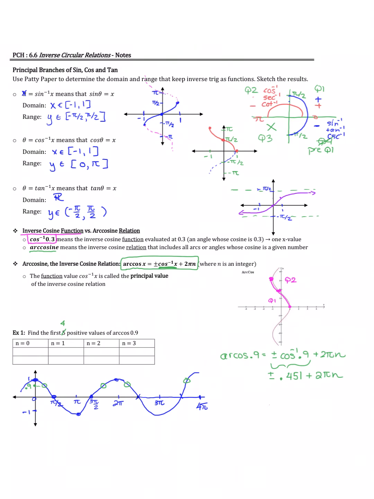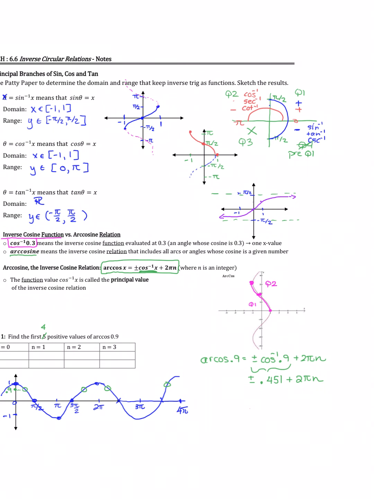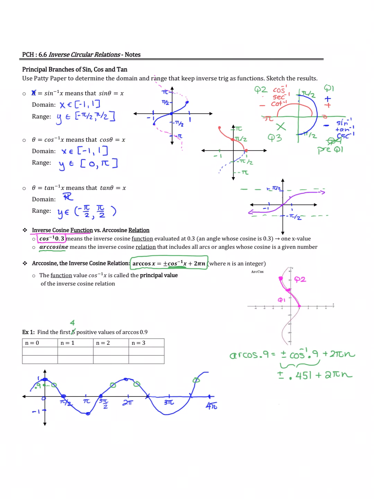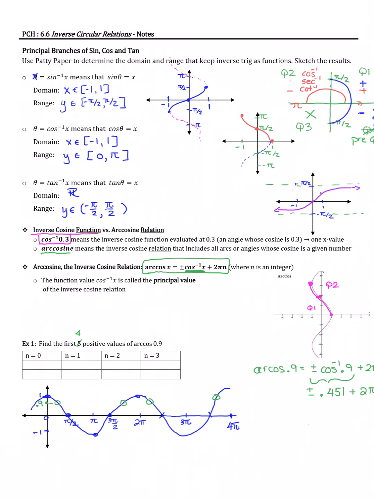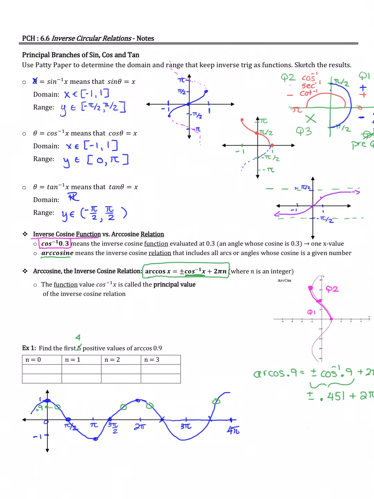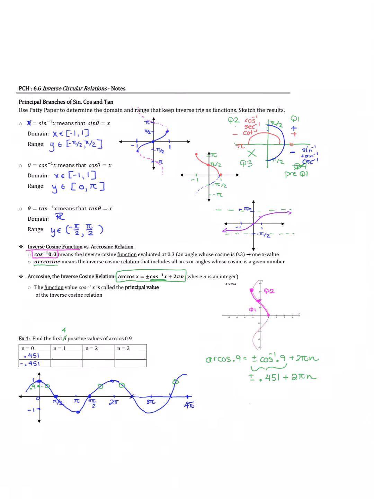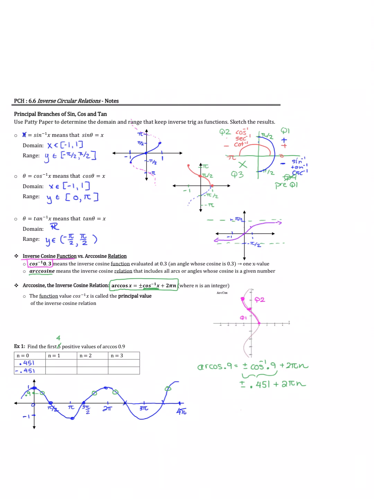When n is 0, we just have positive 0.451 and negative 0.451. Then when n is 1, we're adding 2 pi. Again, 2 pi is like 3.14, 6.28. So you're adding 6.28 each time, really.